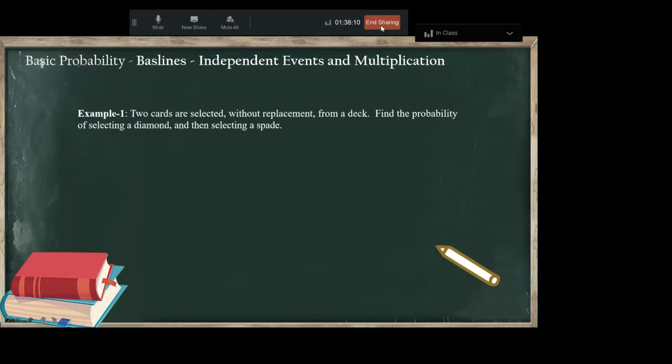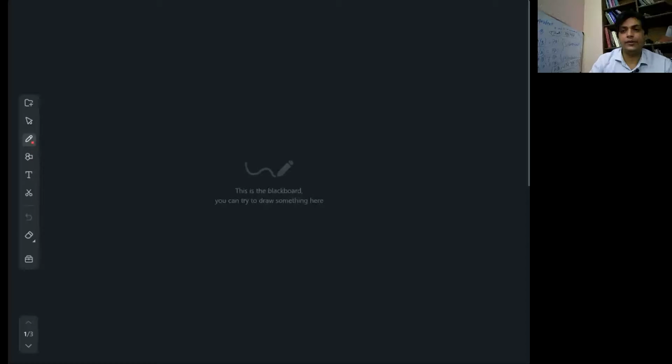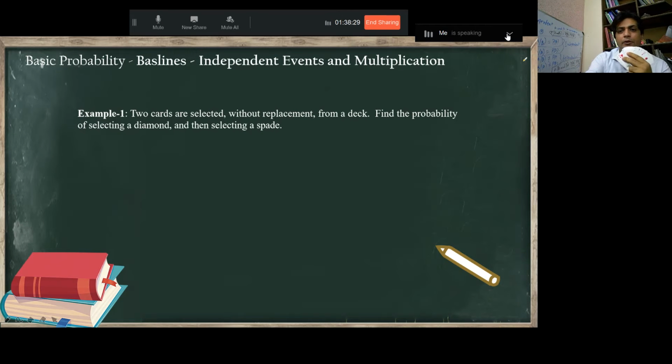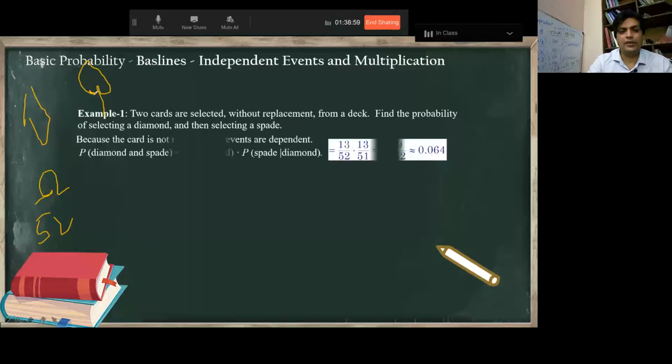So how many cards are there in a deck? 52, right? I will also share the screen with you. So now you can see the cards. We have a total of 52 cards, so the sample space is 52. Now, selecting a diamond, this is a diamond card, and this is a spade card. So we have to find the probability of diamond and spade together.